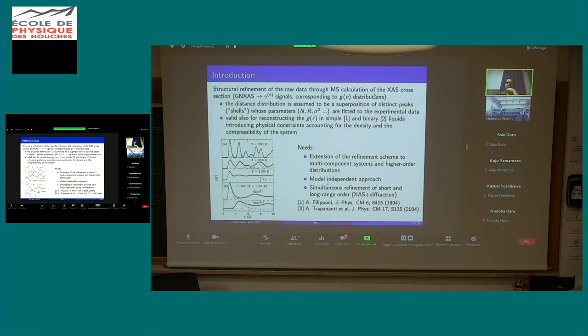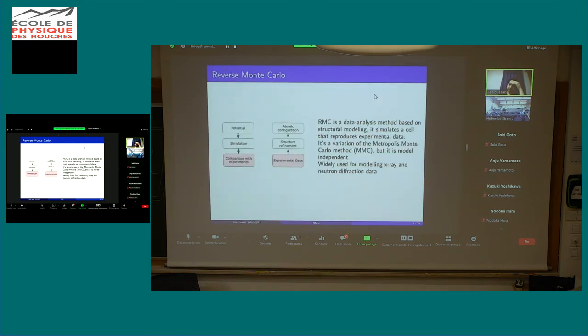So we wanted also a method that should be able to refine, how to say, simultaneously both the short range and the long range to have a more correct structure. And also, we wanted a model independent approach because, as I said before, we don't always know this additional information, like the compressibility of the system, which is required for this peak fitting approach. So for this case, we used reverse Monte Carlo, which is a data analysis method that is based on structural modeling.